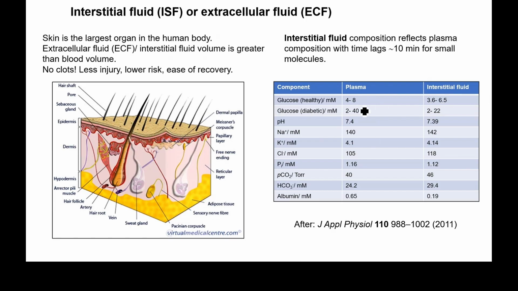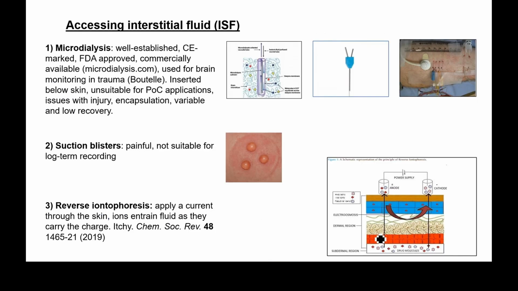And the compositions of interstitial fluid compared with plasma levels are shown in this table, which I got from a Journal of Applied Physiology review, 2011, showing really good agreement, except for albumin, where the albumin concentration is around a fifth of what it is in plasma. And this is a good thing, because this is what sticks to the surface of your sensor and ruins everything. So how can we access it?